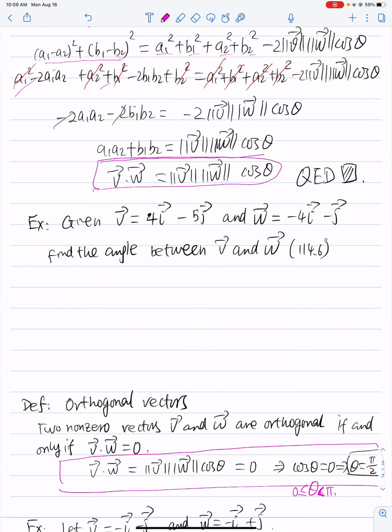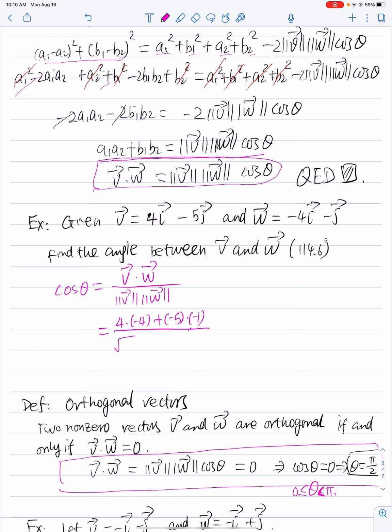So if we are given v equal to this, w equal to this, how could we find the angle in between? Do you remember what is the formula? Cosine theta equal to v dot w over the magnitude of v times magnitude of w, yeah? So this is the angle in between. So what is v dot product with w? It's 4 times negative 4, yeah? The first with the first, plus negative 5 times negative 1.